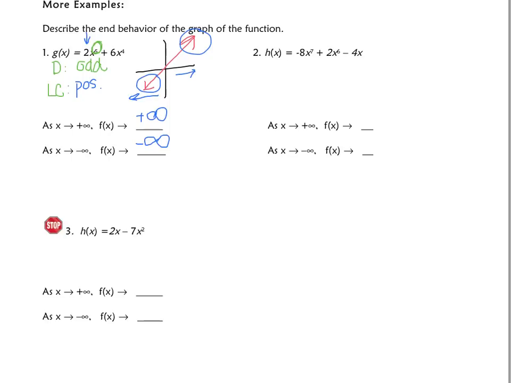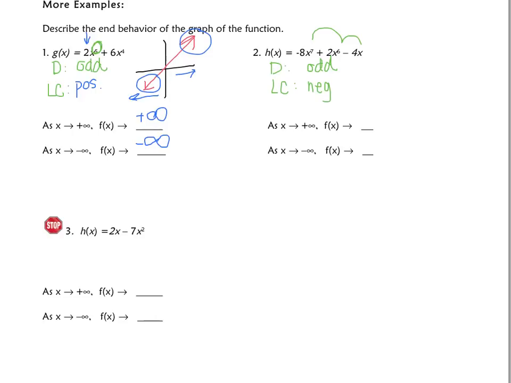Okay, part 2, or example 2, we have h of x equals negative 8x to the 7th plus 2x to the 6th minus 4x. Again, our two important things are degree and leading coefficient. So let's go ahead and see what those are. This polynomial is in standard form because the powers of x go down, notice. So the degree is odd because it's 7. And then the leading coefficient is negative 8, so it's a negative number. So remember, for degree, we want to see if it's odd or even. For leading coefficient, positive or negative.